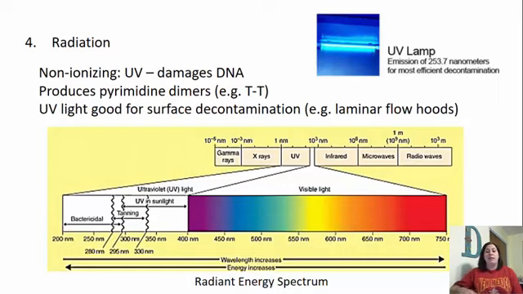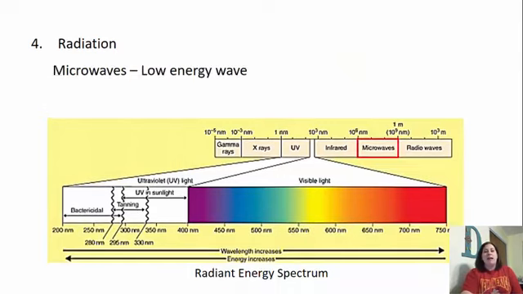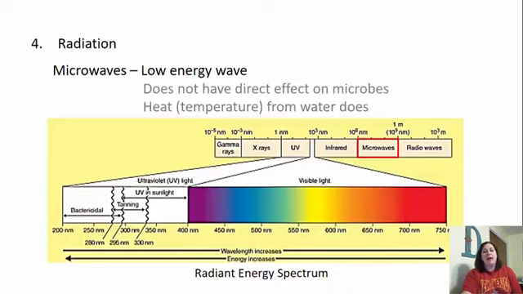In this case we would use it to damage the microbes' DNA. Another type of non-ionizing radiation is microwaves. Microwaves have a very low energy wave. They do not have a direct effect on the microbes, but the high temperature from the water does. When we microwave food, we're heating up the water molecules found in those substances. That's one reason the heating is really uneven and you have to stir it up.